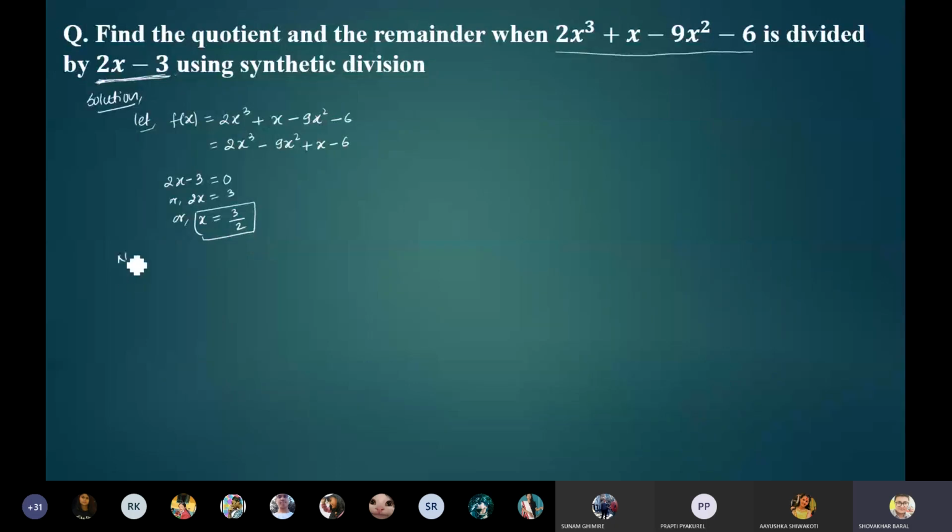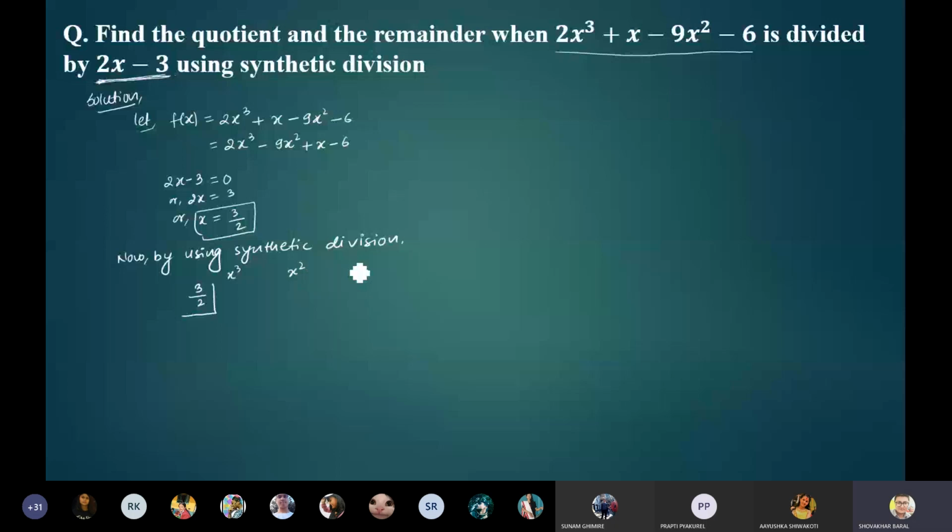Now by using synthetic division, I need to write this 3 by 2 in the first line. Let me write the variables here: x cube, and the decreasing powers of x square, x and constant.